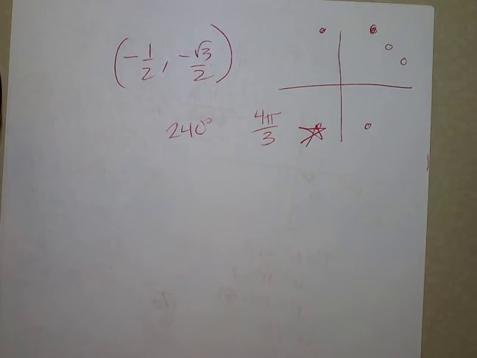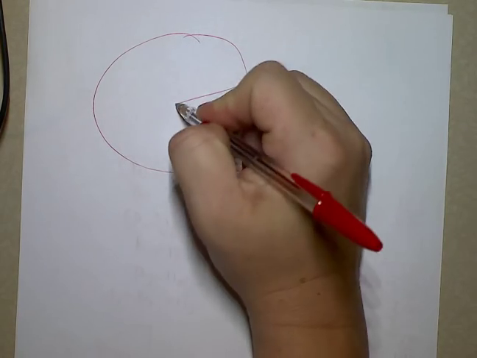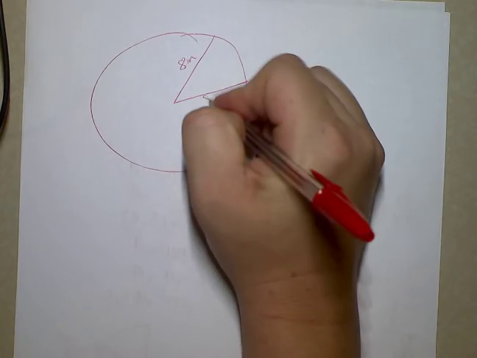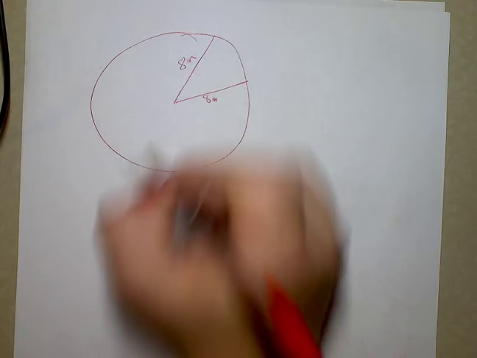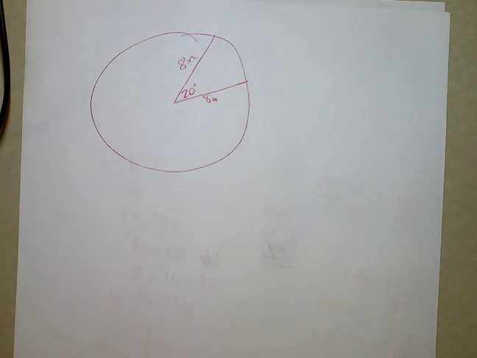Here's your next problem. We have an entire pizza, so draw yourself a very, very simple circle. One slice of pizza is removed from the entire pizza. You don't know how many pieces exist at this point. What you do know is the slice of pizza that's removed has a radius of 8 inches and a central angle of 20 degrees. What is the area of this slice of pizza?